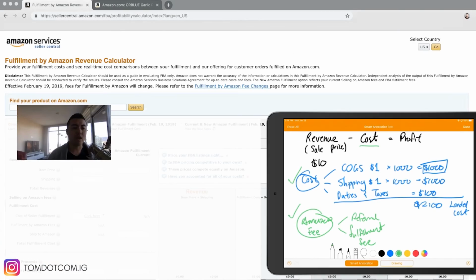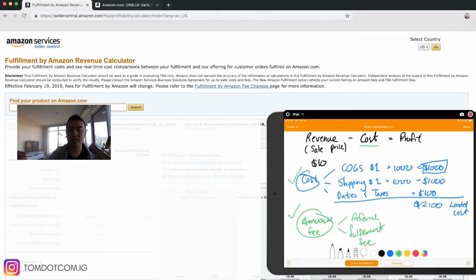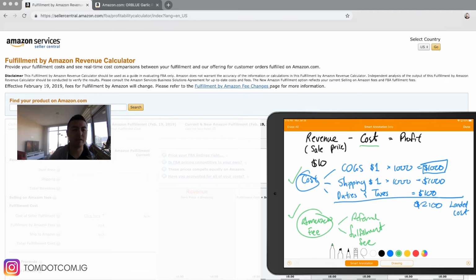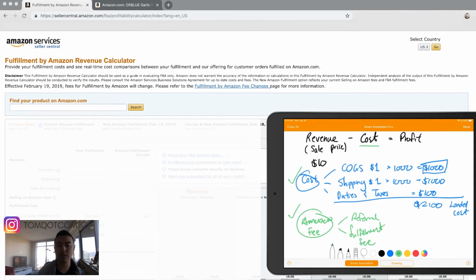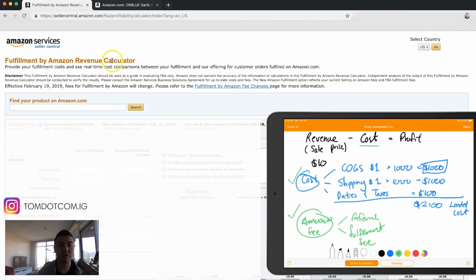So, all right, the question you might have for me now is, well, Tom, how do I calculate this? I find the other costs through my manufacturer, or through the freight forwarder or my manufacturer, but how do I find out the Amazon FBA fees, right? So what I'm going to show you is an Amazon revenue calculator.